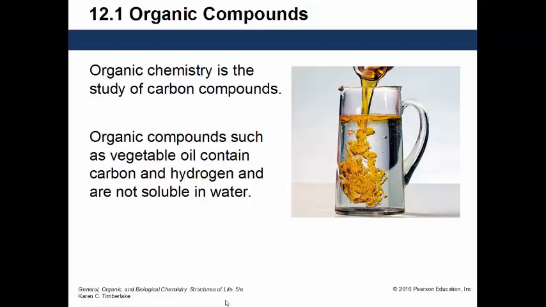See, organic compounds such as vegetable oil contain carbon and hydrogen and are not soluble in water. As you see in this picture here, you have vegetable oil being poured into a pitcher of water. And when this settles out, the vegetable oil will be on the top layer because it's not soluble in water, so it will form a film on top of the water.